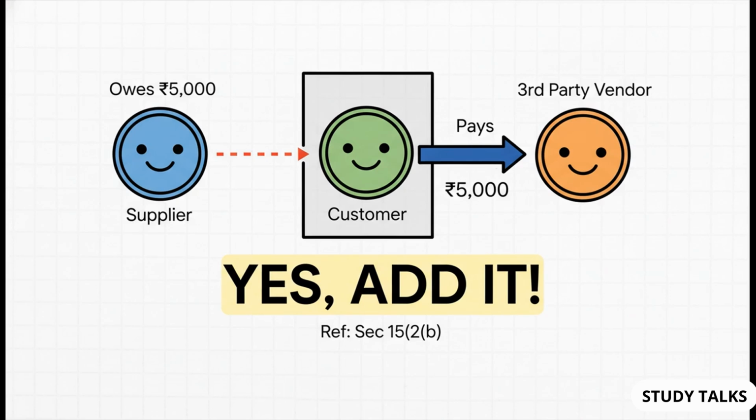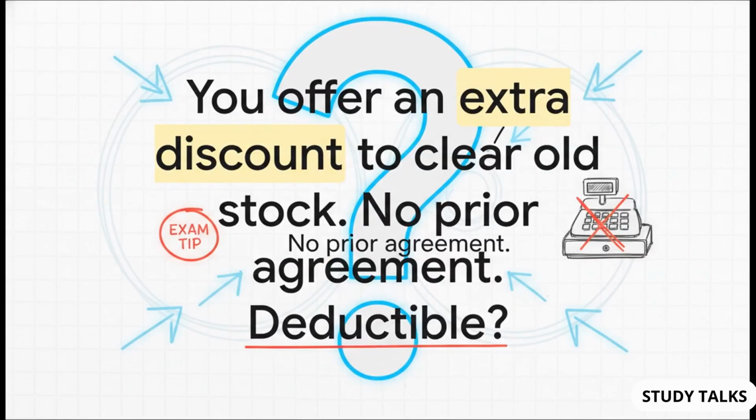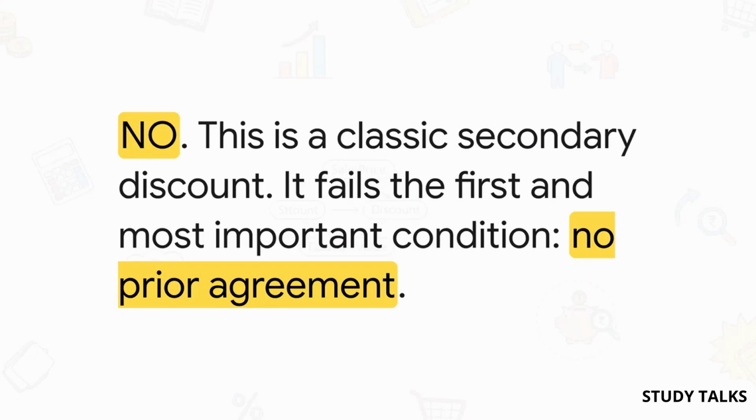It's an easy mark. Okay, let's bring it all the way back to discounts for our last question. To boost your sales, you give an extra, totally unplanned discount to a dealer to help them clear out old stock. Can you deduct this from the value for GST? And the answer is a very clear no. This fails our post-supply discount checklist right at the very first step. There was no prior agreement, right? This is a classic secondary discount, and you cannot use it to reduce your GST liability. All you can do is issue a commercial credit note.